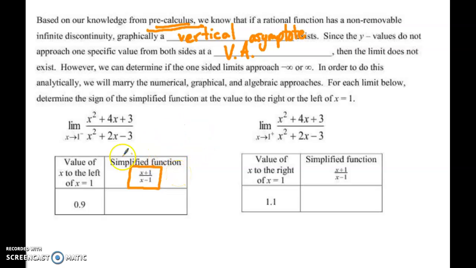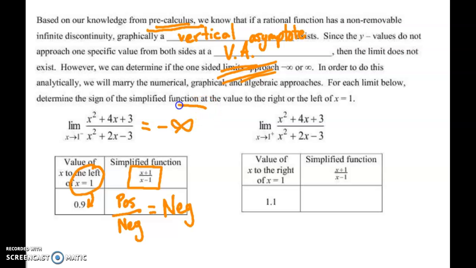But if you're doing the left side of x equals 1, choose a value that's to the left of x equals 1. Now don't actually do the math, just look at it. And if you say, okay, well 0.9 plus 1 will give me a positive number, and 0.9 minus 1 gives me a negative number. Well, what do you get when you have a positive over negative? You get a negative, and because we know it's a vertical asymptote, it's either negative infinity or positive infinity, so this answer on the left side will be negative infinity.